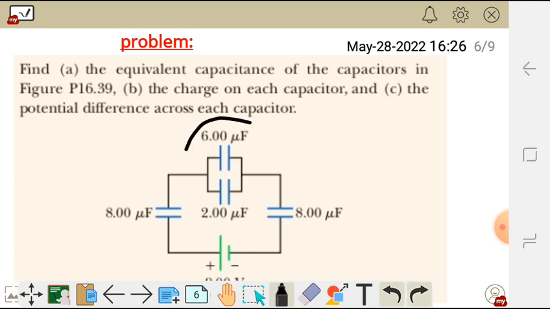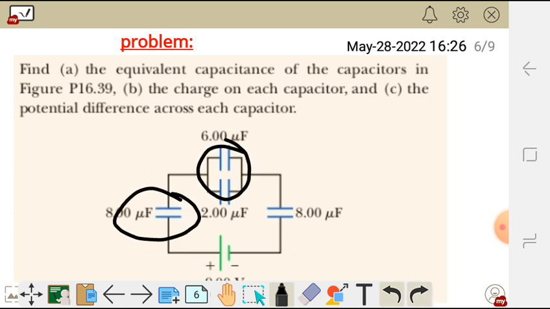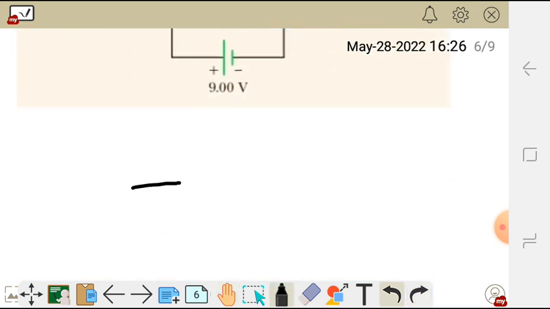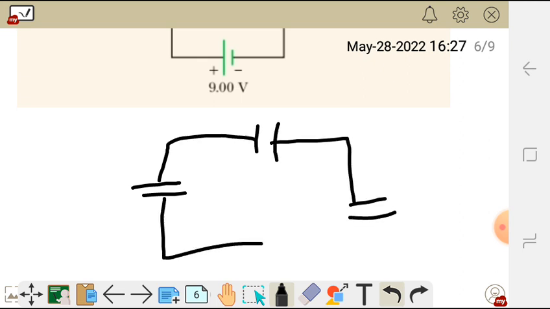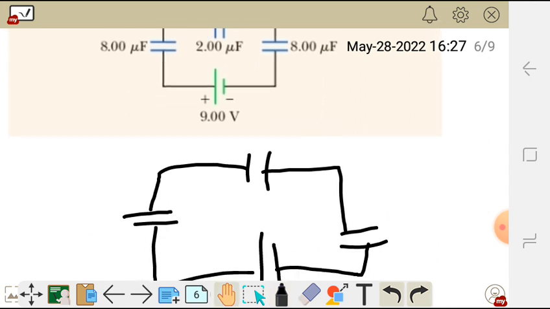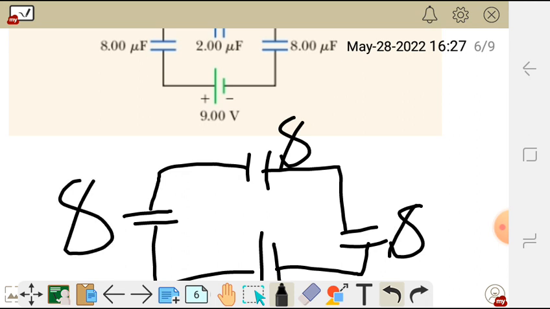So you first find the total of these two, so that you only have the ones in series. You are going to have something like this, and a battery here. Okay, so when you add those two which are in parallel, 6 plus 2, you are going to have 8 here. Here it will be 8, and this one is 8, and this one is 8 microfarad.